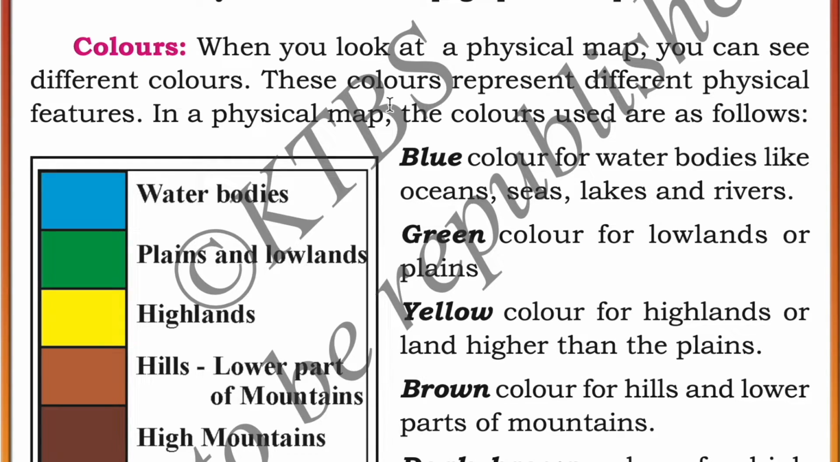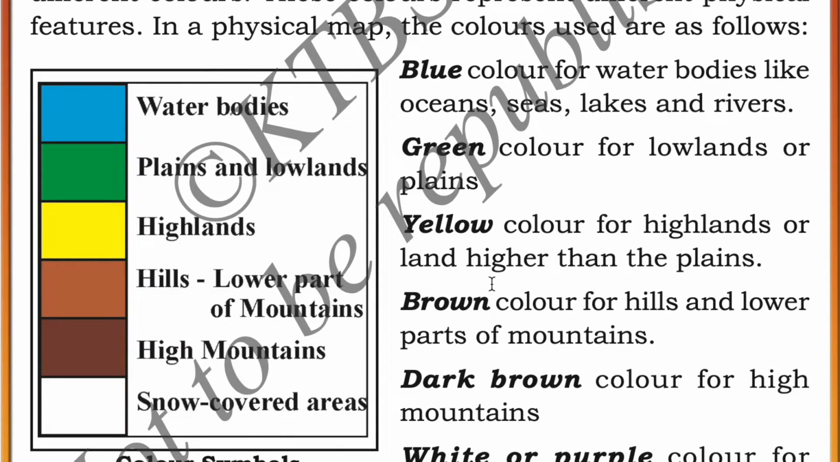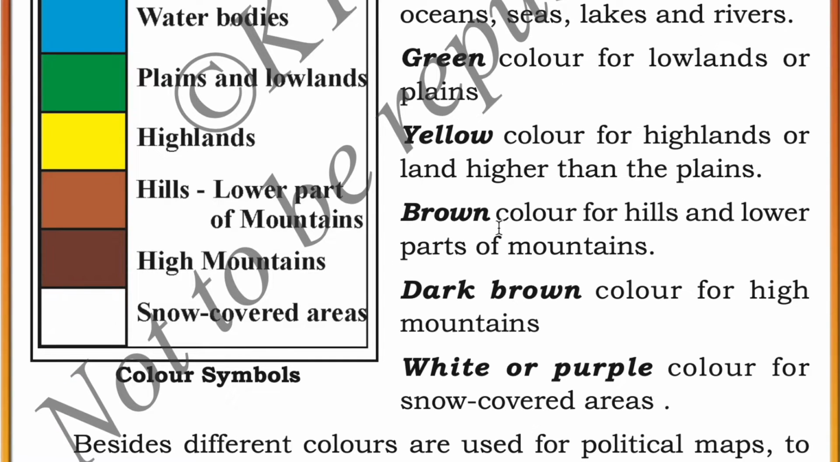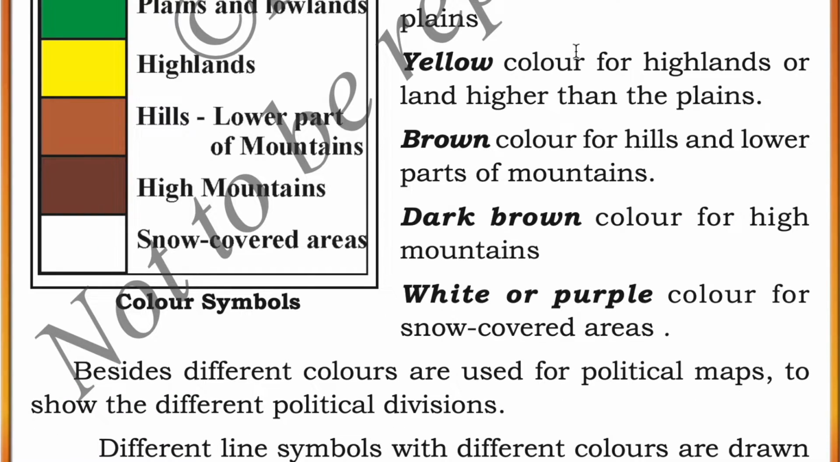These colors represent the different physical features. In a physical map, the colors used are as follows: blue color for water bodies like ocean, seas, lakes, rivers; green color for lowlands and plains; yellow for lands that are higher, okay; brown color for hills and lower parts of mountains; dark brown color for high mountains; and white or purple color for snow covered areas.